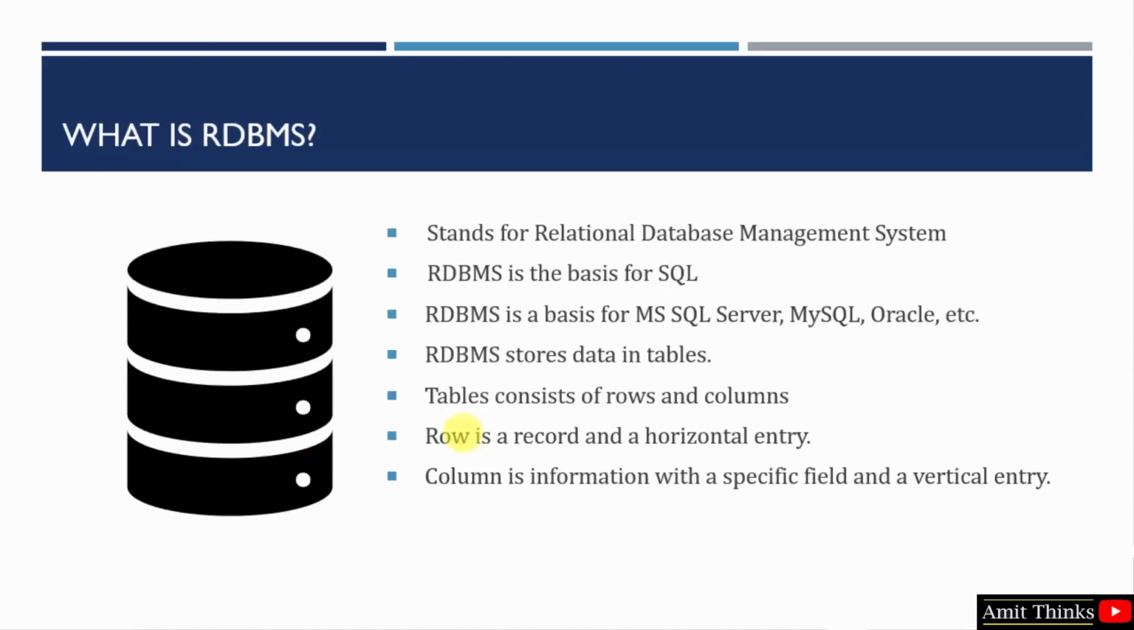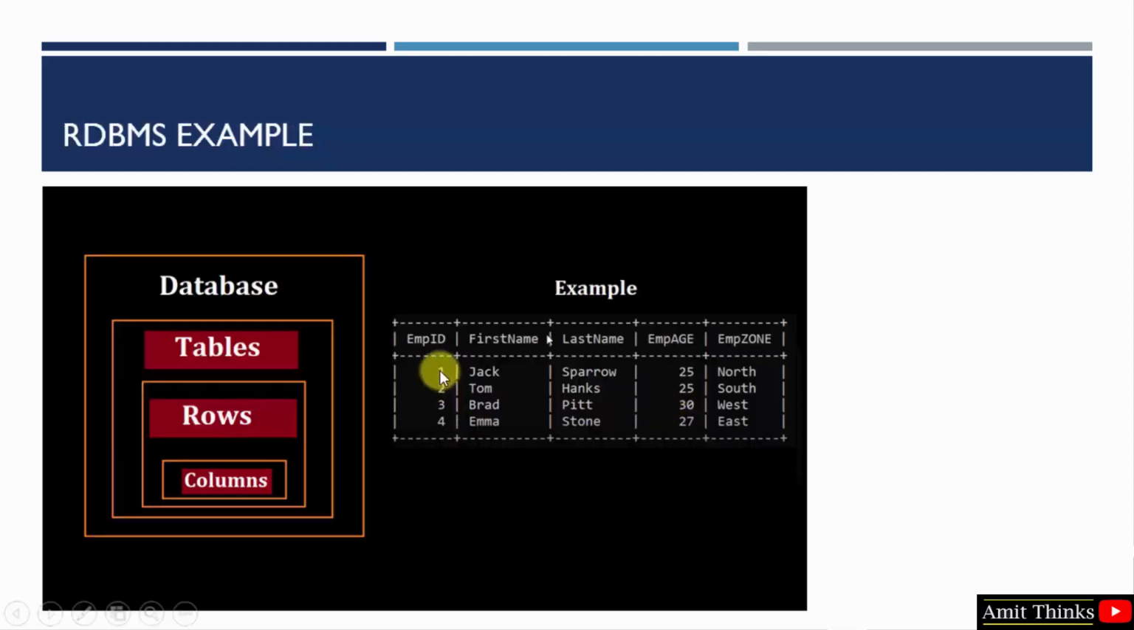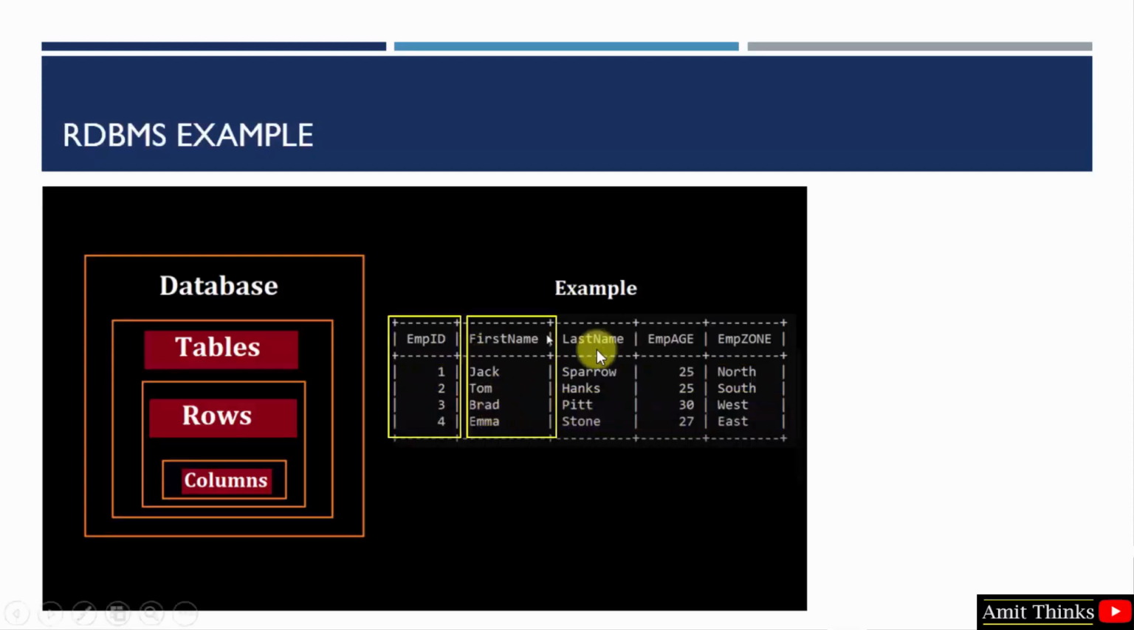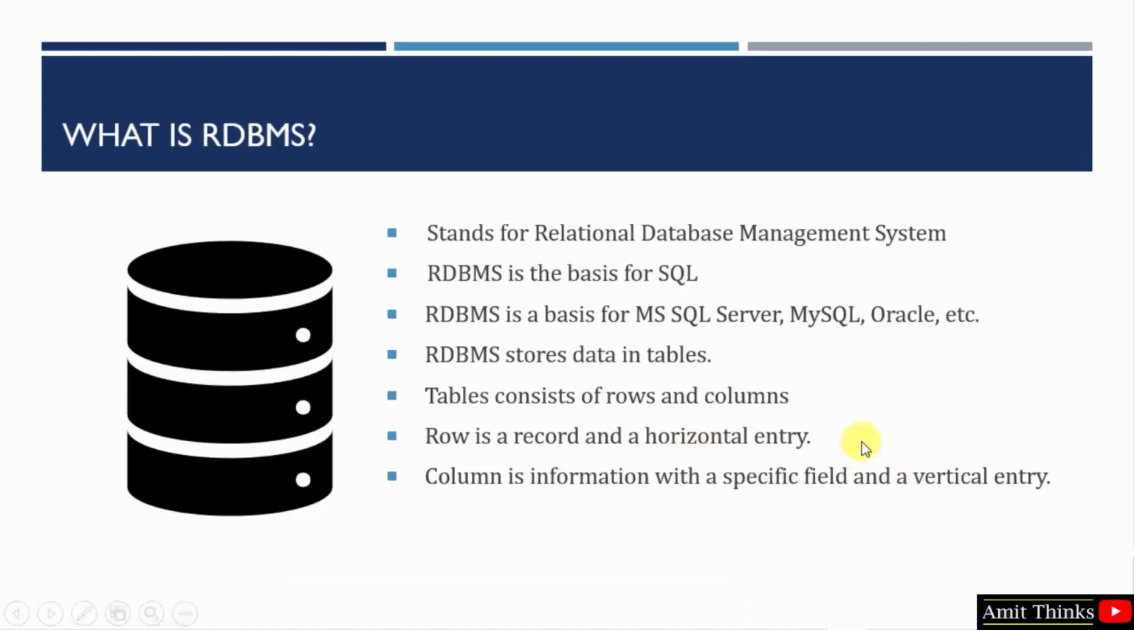Now you would be wondering about the difference between RDBMS and DBMS. RDBMS is just an advanced form of DBMS, which has a relational model. That means a relation between tables, and between rows and columns. RDBMS is the basis for SQL, MySQL, Oracle and other related databases. RDBMS stores data in the form of tables, and tables have rows and columns. Here we have 4 rows. Rows are always horizontal entries, and we have 5 columns. Columns are vertical entries.